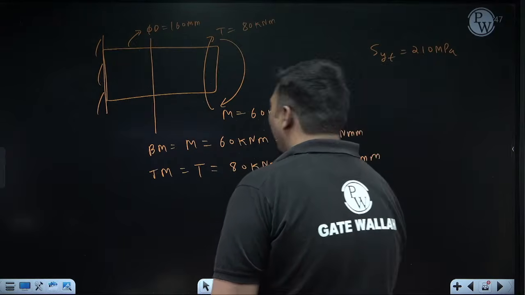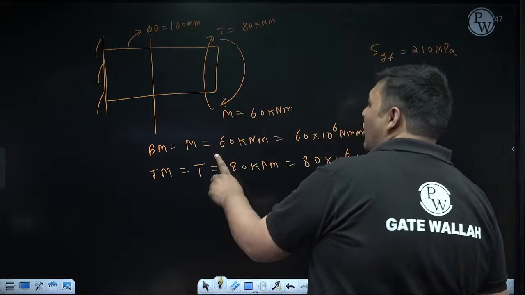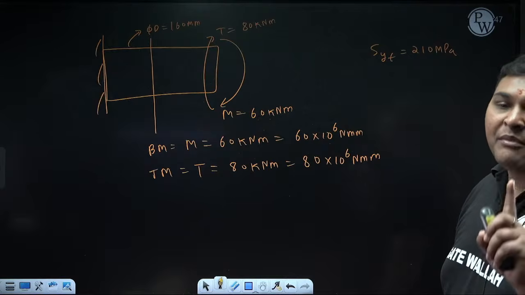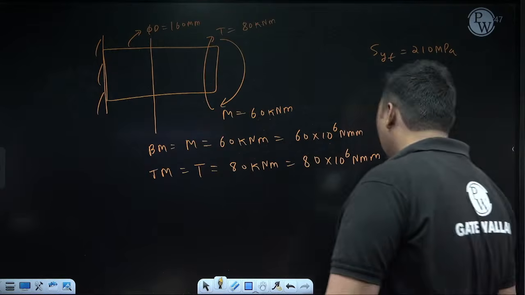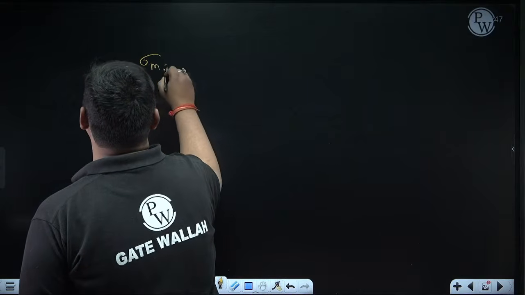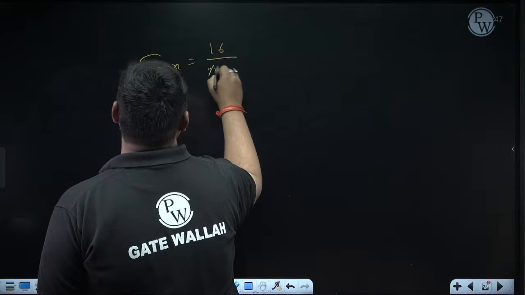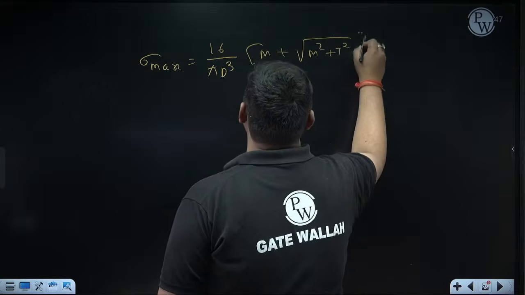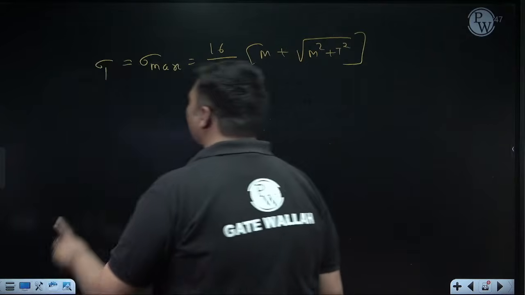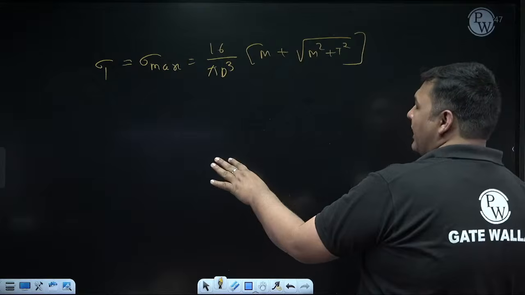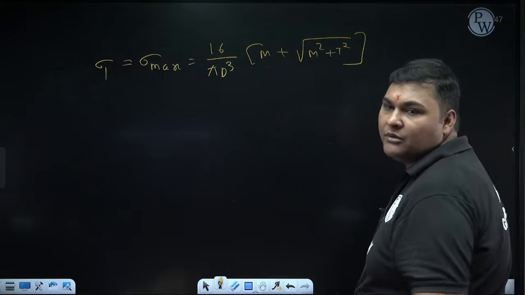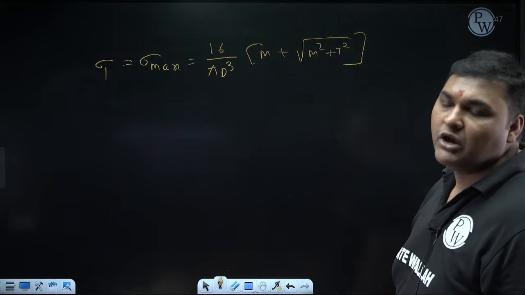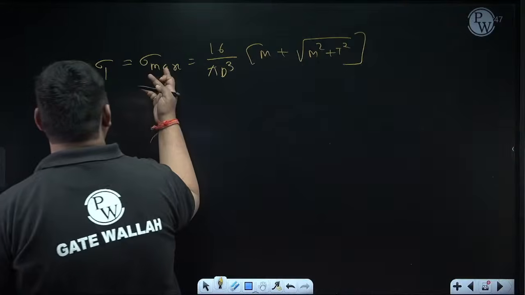Now in combined bending and torsion, if you know the bending moment and torsion moment at the critical cross section, and the diameter of the shaft is D, we directly remember the formula to calculate tau max and sigma max. The formula for sigma max in combined bending and torsion is 16 upon pi d cube times M plus root over M square plus T square. This is also denoted as principal stress sigma 1. Similarly, the expression for sigma 2 has minus instead of plus. And sigma 3 will be 0, because under combined bending and torsion it is a plane stress condition.